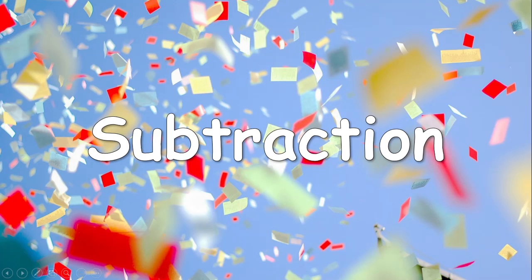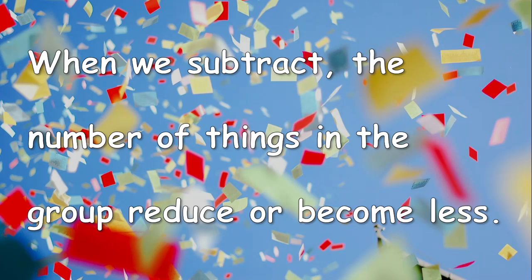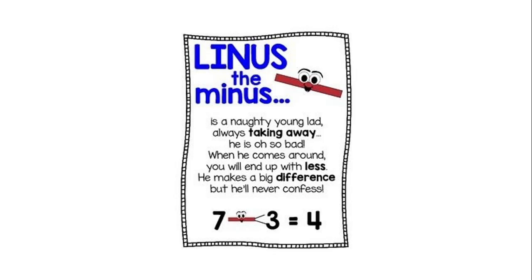So for this week, we've been looking at subtraction, and now let's quickly review what we've looked at so far. In math, to subtract means to take away from a set of things. When we subtract, the number of things in the group, in the set that we have, reduces or becomes less. We look at Linus the Minus, who is a naughty young lad, always taking away. He is also bad. When he comes around, you will end up with less. He makes a big difference, but he'll never confess.